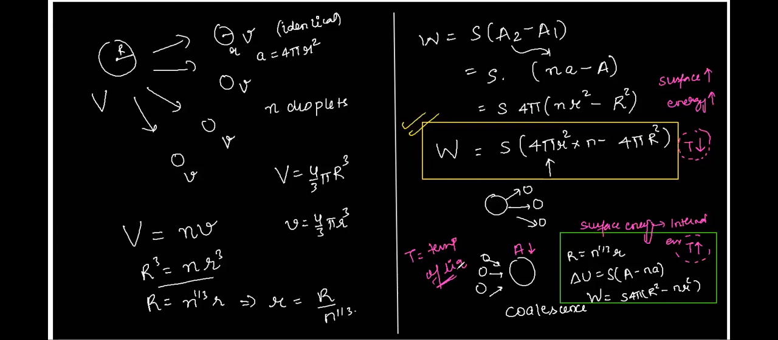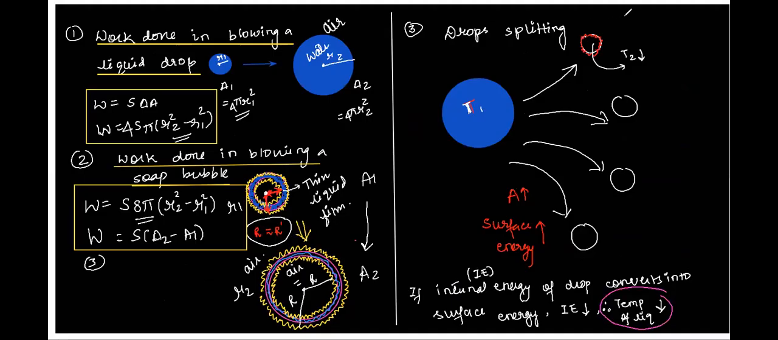And please mark, in all of these cases, that is coalescing of the droplets together or splitting of the droplets, we are assuming there is no heat exchange taking place between the liquid and the air. That means we are assuming that this is basically an adiabatic process, that is, no heat exchange with surroundings. Please remember this.